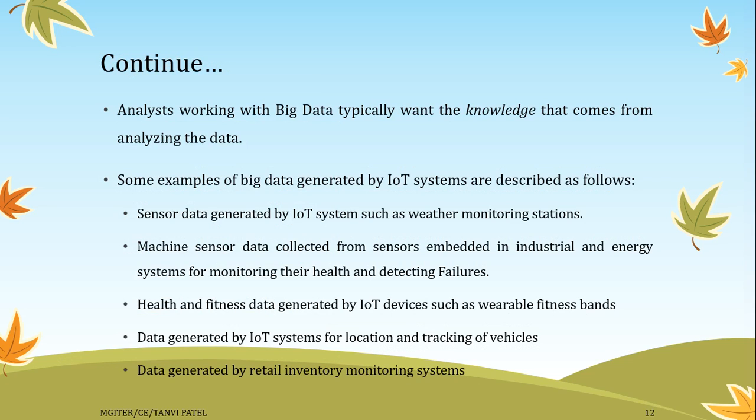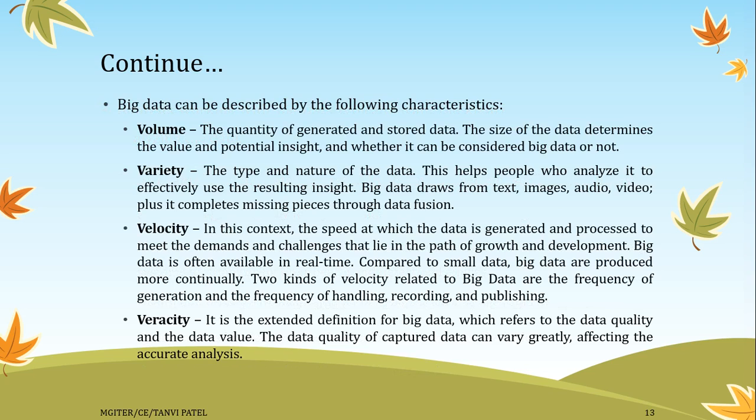Some examples of big data generated by IoT systems are described as follows. Sensor data generated by IoT systems such as weather monitoring stations. Next, machine sensor data collected from sensors embedded in industry and energy systems for monitoring their health and detecting failures. Health and fitness data generated by IoT devices such as wearables and fitness bands. Next, data generated by IoT systems for location and tracking of vehicles. And last one is data generated by retail inventory monitoring systems. Big data can be described by the following characteristics. Four characteristics are volume, variety, velocity, and veracity.